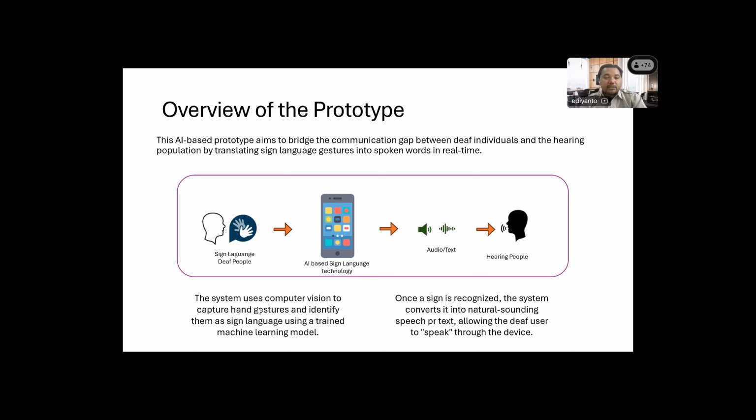The system uses computer vision to capture hand gestures and identify them as sign language using a trained machine learning model. Once a sign is recognized, the system converts it into natural sounding speech or text, allowing the deaf user to speak through the device.